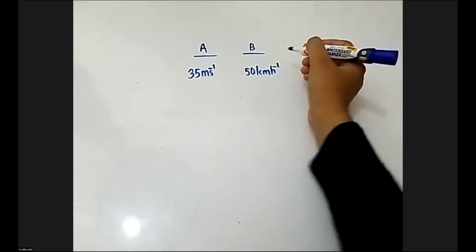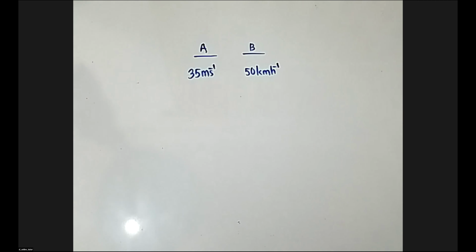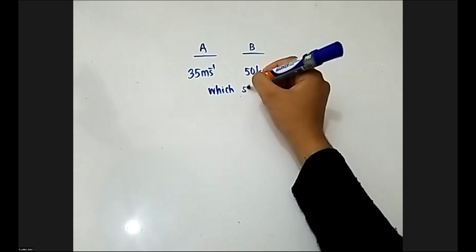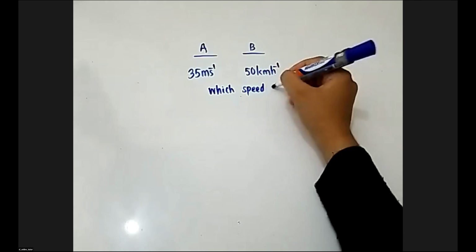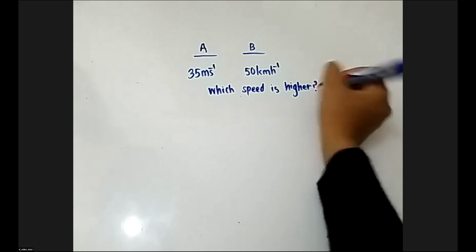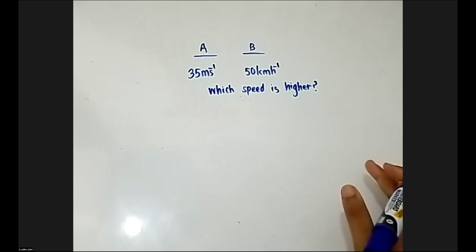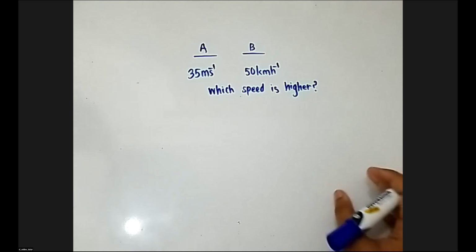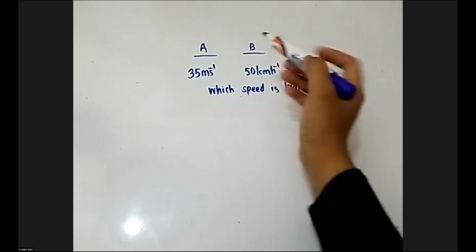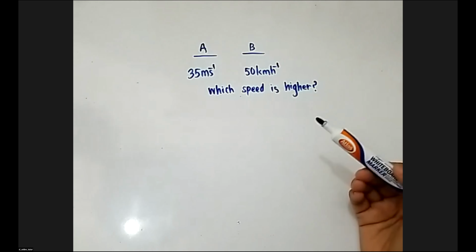Now see, I have taken two different speeds with two different units. My question is, which speed is higher? Now we are going to see that. We have to compare. If you want to compare, we have to convert both into the same units. Either convert this into kilometers per hour or convert kilometers per hour into meters per second.